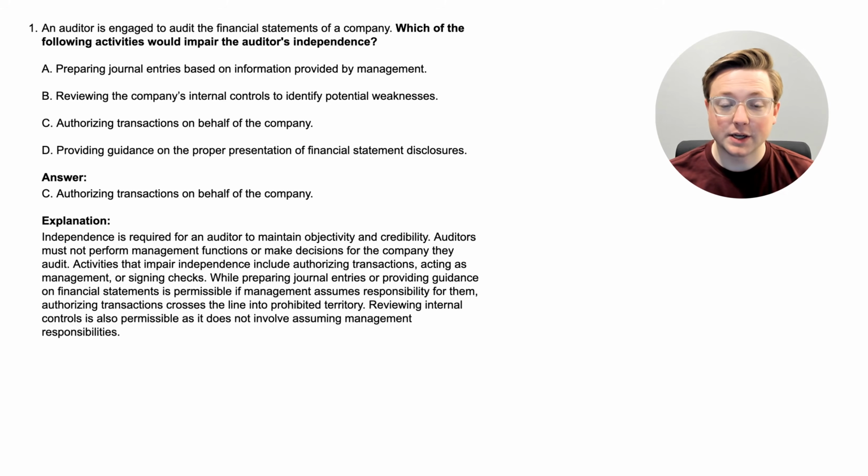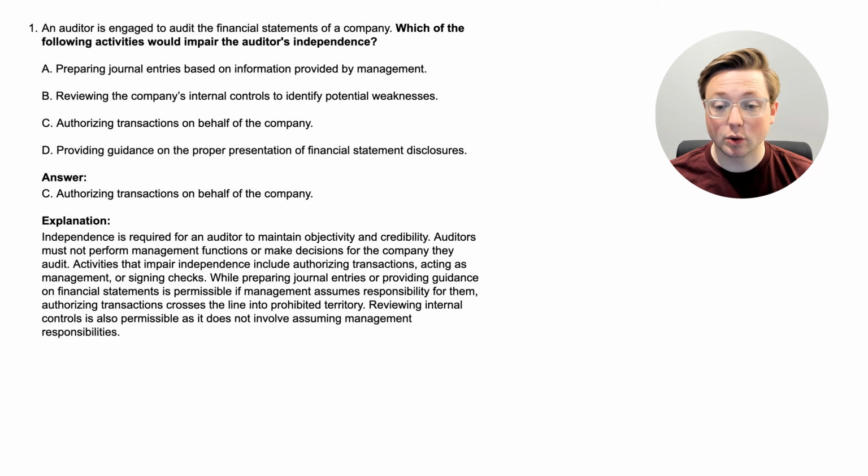The answer is C. Authorizing transactions on behalf of the company is something that would impair independence. So let's walk through this explanation. Independence is required for an auditor to maintain objectivity and credibility. Auditors must not perform management functions or make decisions for the company they audit. Activities that impair independence include authorizing transactions, acting as management, or signing checks.